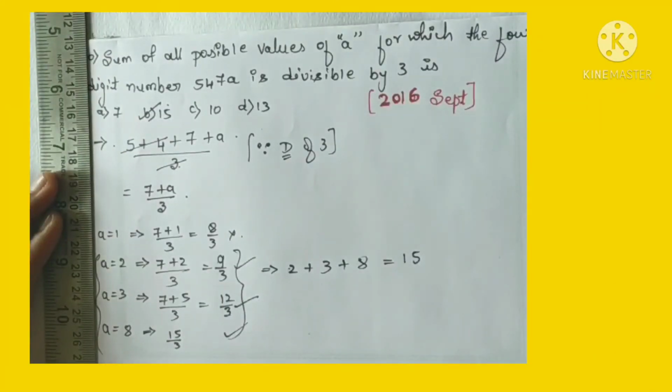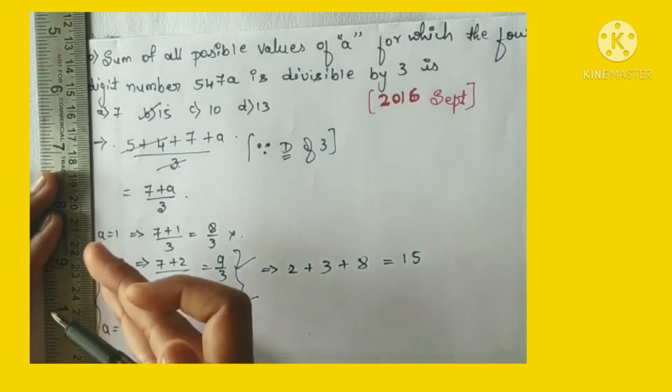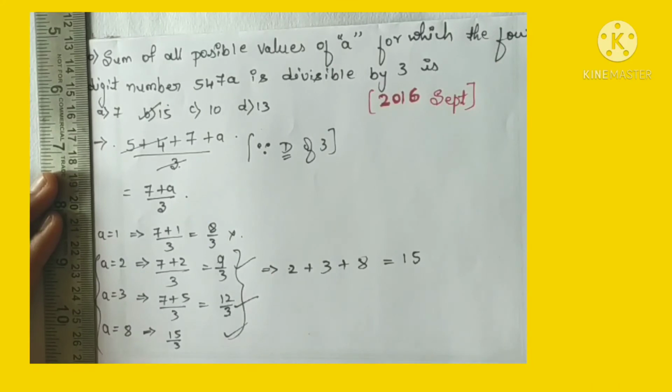Suppose they give any other answer greater than 15 in the options, then we have to try some more possible values of A, add them up, and match the options. Okay, here the correct option is 15.